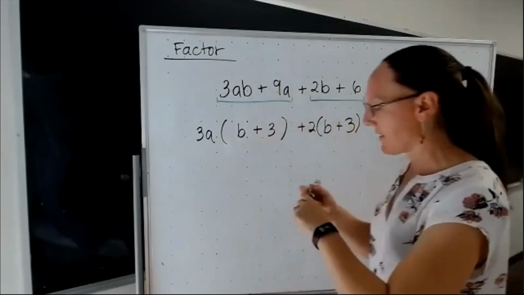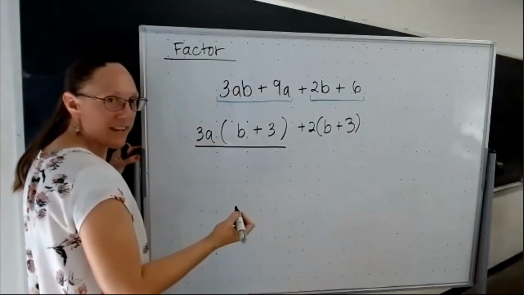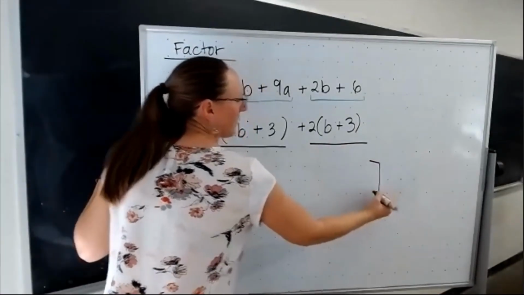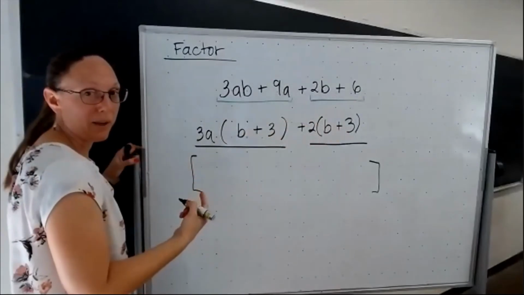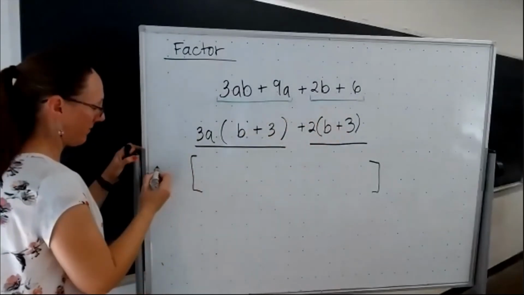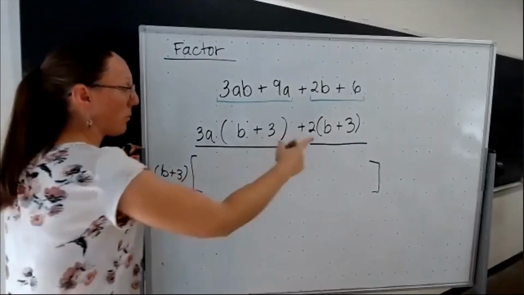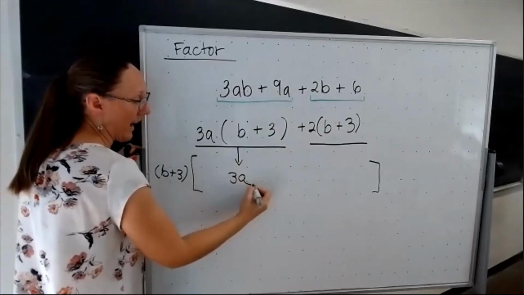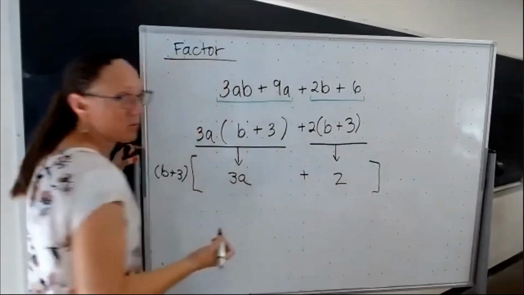So when I look at this entire factored group and this entire factored group, what do both of them have in common? And it's b plus 3. So when I pull out b plus 3, then from this first piece, I'm left with 3a. And from the second piece, I'm left with 2.